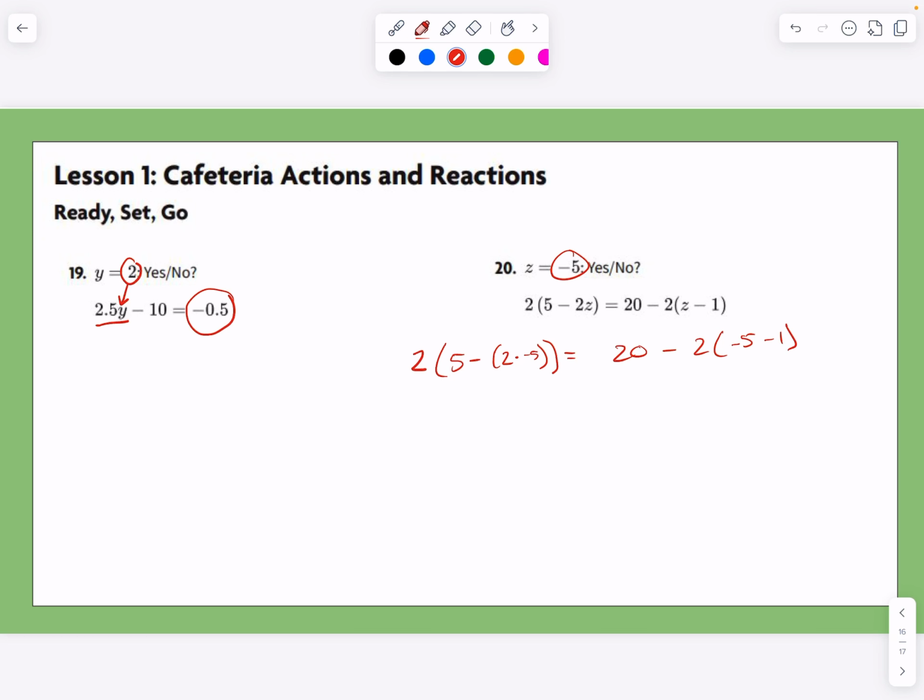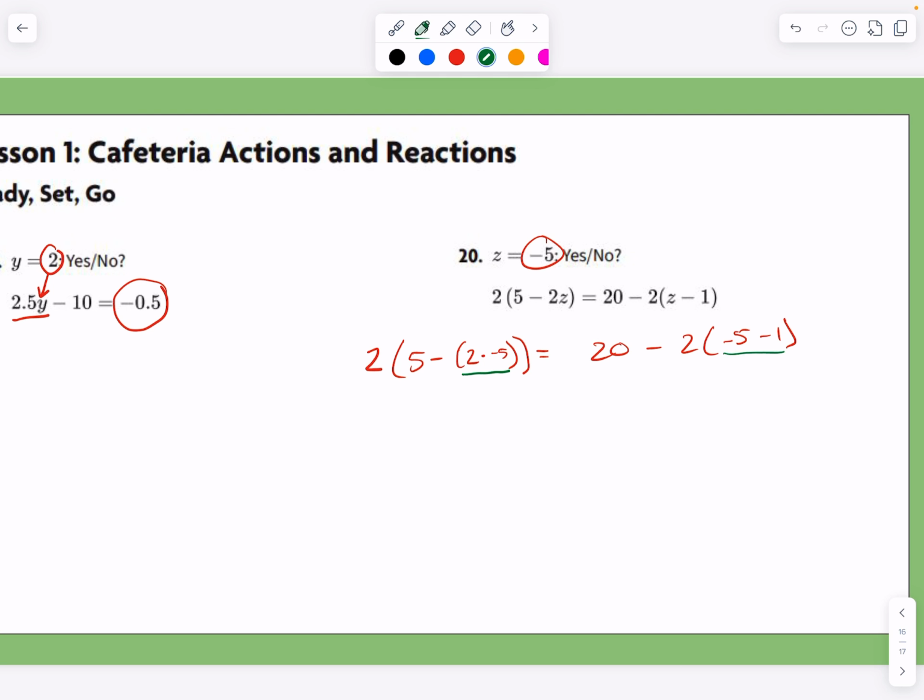So a few things kind of crazy going on here. First of all, I see that I have this multiplication piece in the middle, and I also have this little subtraction piece in the middle there. So on my next thing, let's go ahead and do this here. I'm going to say it's 2 times 5 minus, well, 2 times negative 5 is a negative 10. And that's equal to 20 minus 2 times whatever this is. Minus 5 minus 1 is minus 6.